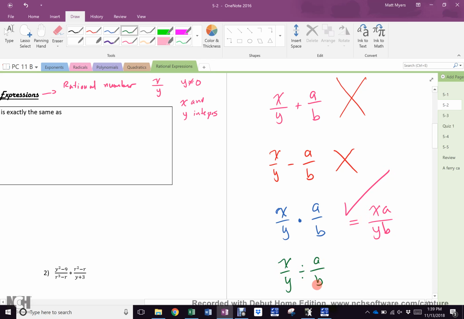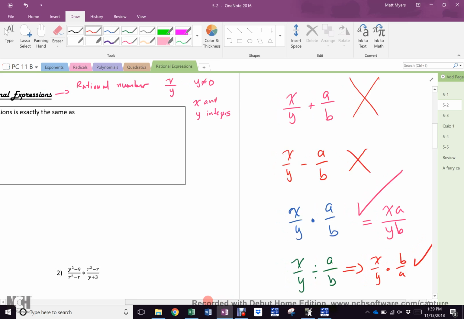You have to do something to that. You can't do that right now. What do you have to do? You need to flip it. X over Y times B over A. Now it's okay. Everybody knows this from grade 4, yes?